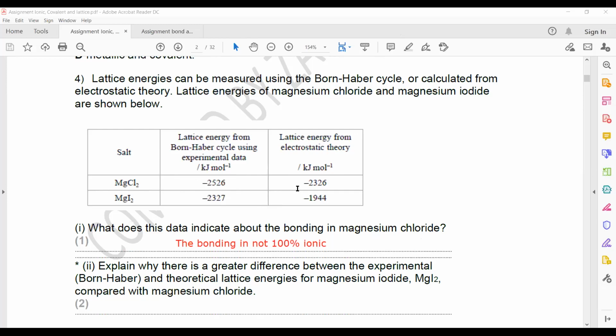Bonding is not 100% ionic. But if a question asks what kind of bond is there in magnesium chloride, you will mention it is ionic because it is a metal and a non-metal. But when you discuss in detail, it's not 100% ionic, slightly distortion occurs in the negative ion. That's why you find a difference between the two values.